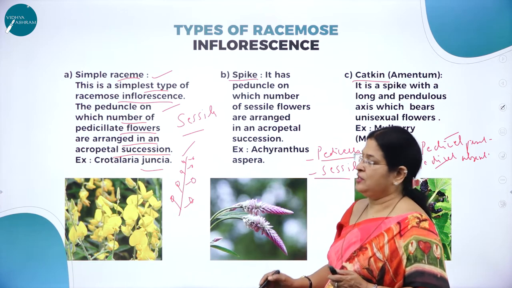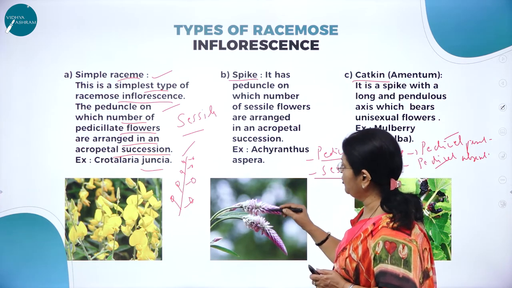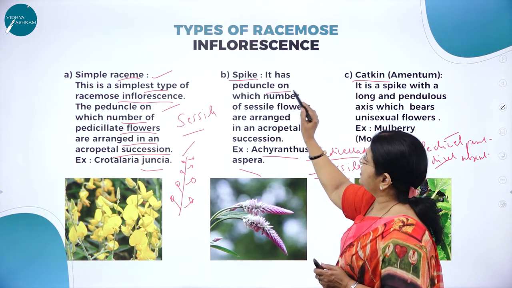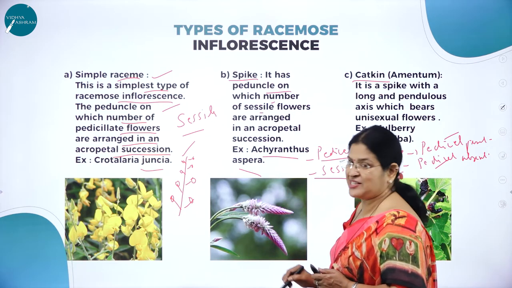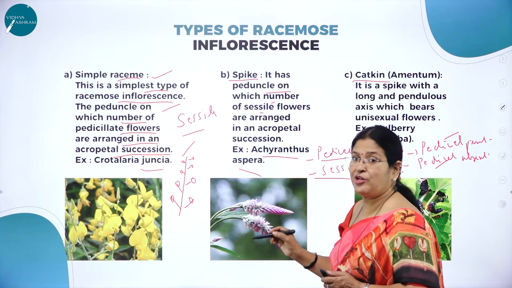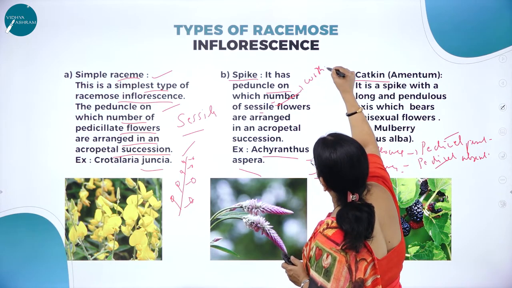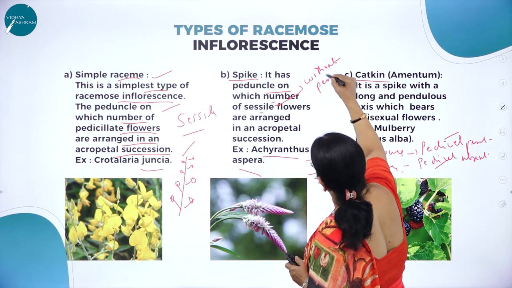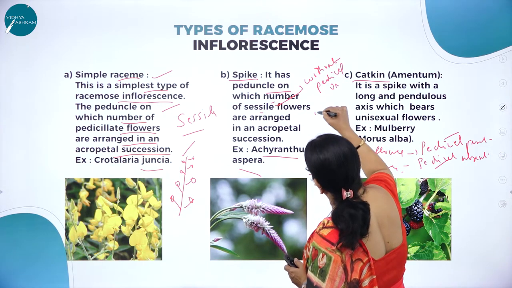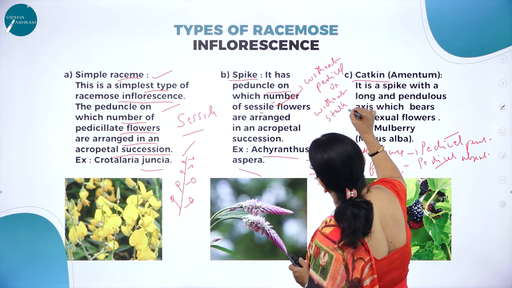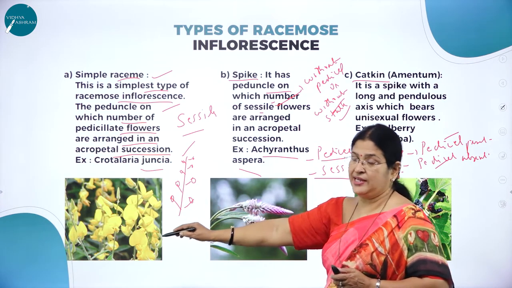Then spike. What is spike? Here you can see the beautiful picture of Achyranthes aspera. So it has a peduncle on which a number of sessile flowers. Here you can see the sessile. What do you mean by sessile? Here sessile means without pedicel or without stalk. So here sessile, here pedicellate.